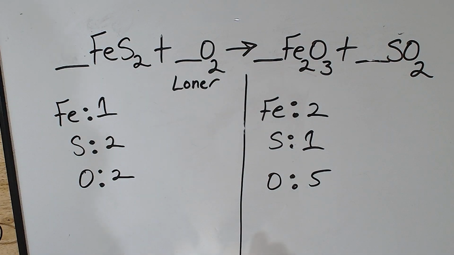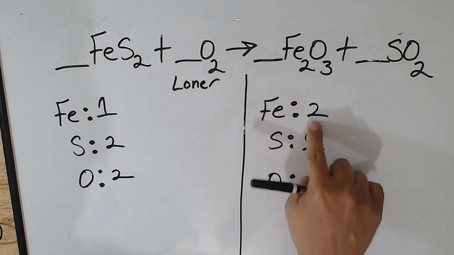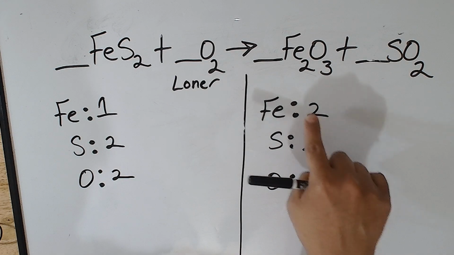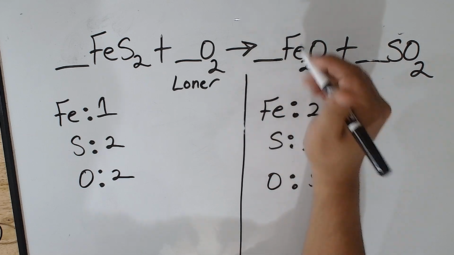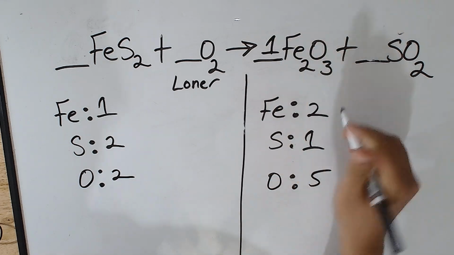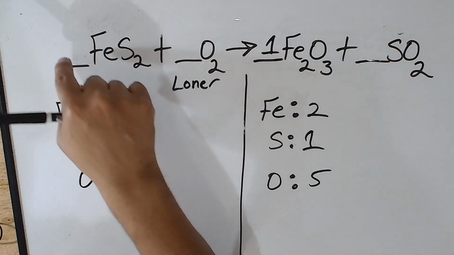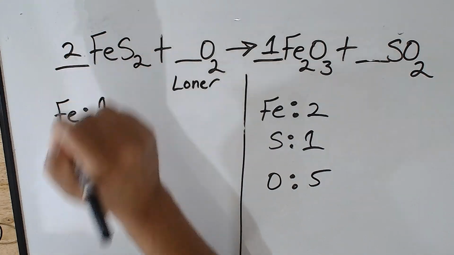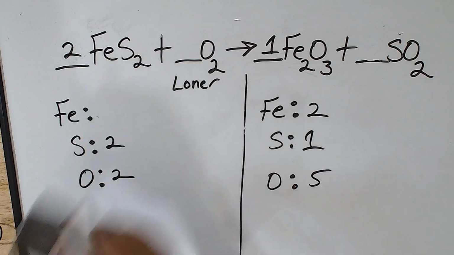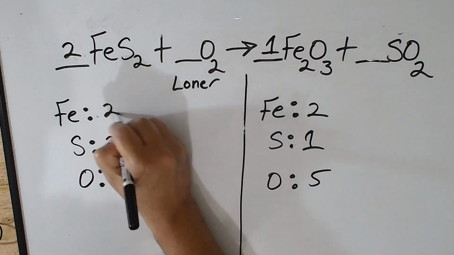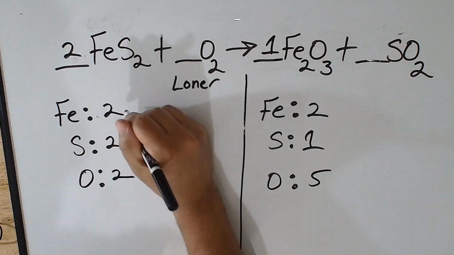So I have 2 atoms for iron. So I'm going to lock this in with a 1. So that means I need to come over here and I need to write a 2 for the coefficient. And then at this point, my irons are balanced, at least temporarily.